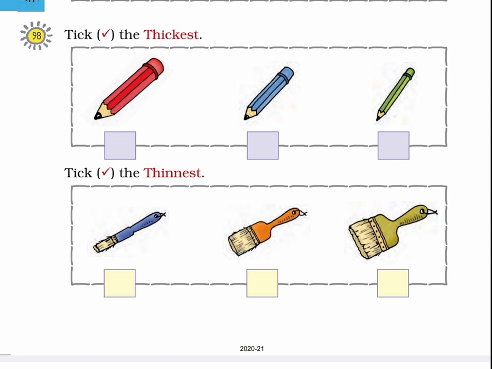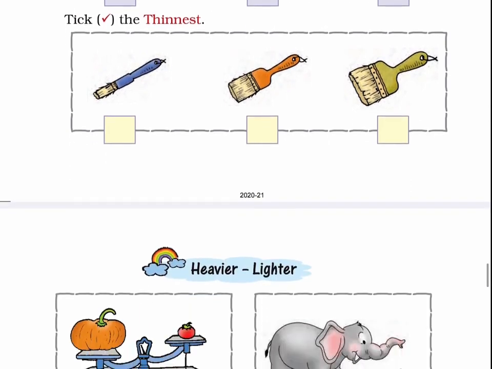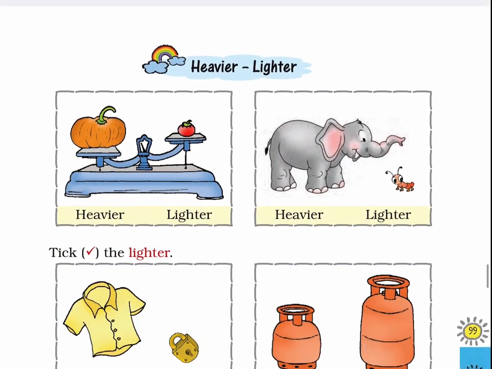Page 99. Heavier and lighter. This page is divided into 3 parts. Each part has 2 pictures and a question.